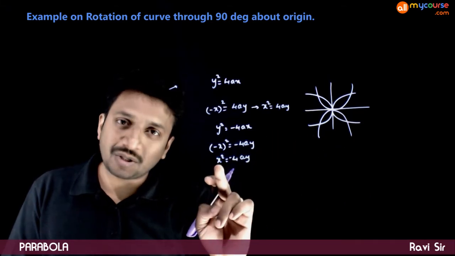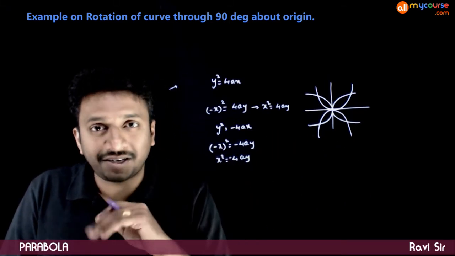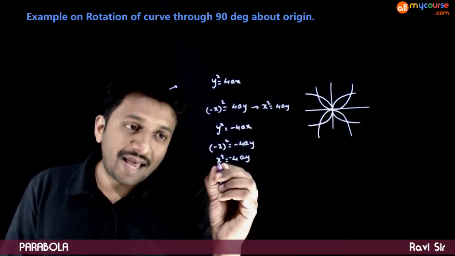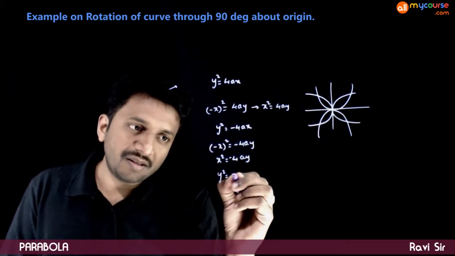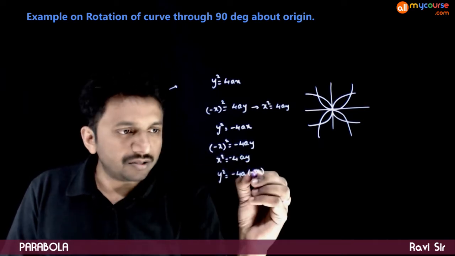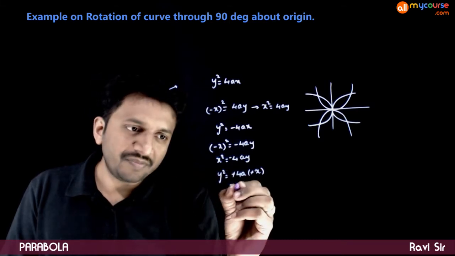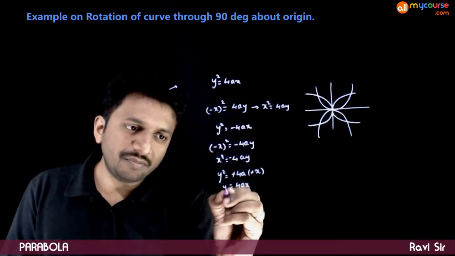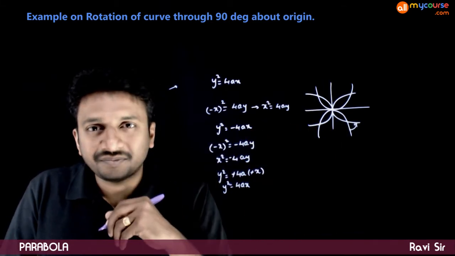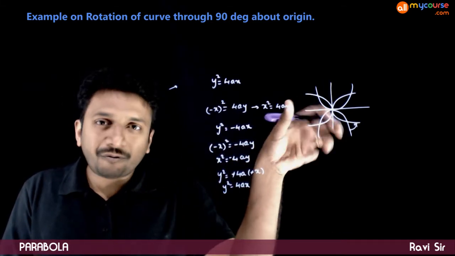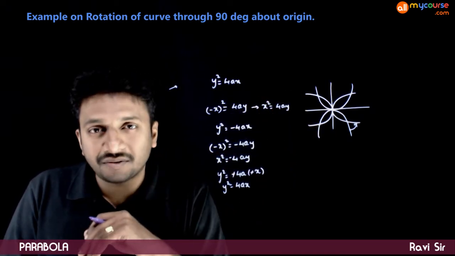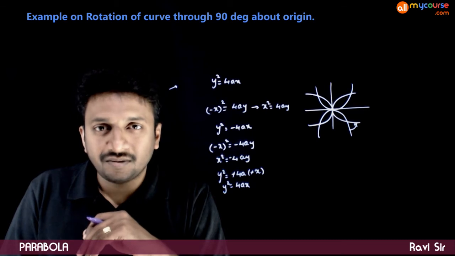This curve corresponds to x square is equal to minus 4ay, right? Next, turn it again by 90 degrees. So x is replaced by y, y is replaced by minus x. So minus and minus gets cancelled. So y square is equal to 4ax. You got the original curve. So after 4 rotations of 90 degrees, you will always get the original curve, right?